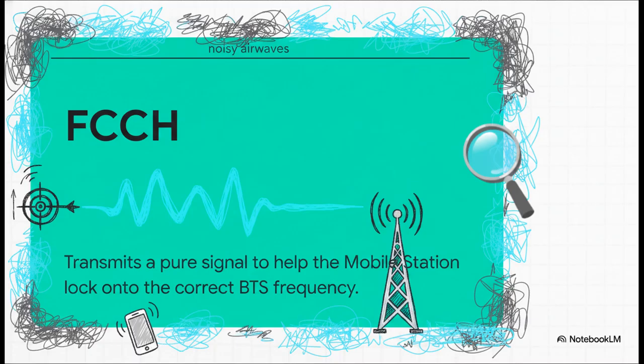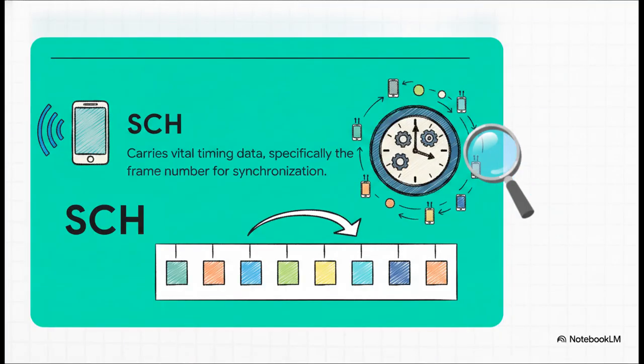When your mobile station powers on, it listens specifically for this pure tone to help it accurately lock onto the exact frequency of the local base transceiver station. Without this specific logical channel, your mobile device would just be permanently lost in the radio frequency noise, completely unable to tune its internal radio to the network. Right after your phone manages to lock onto the frequency via the FCCH, it needs to figure out the timing. And that is handled by the Synchronization Channel, or SCH.